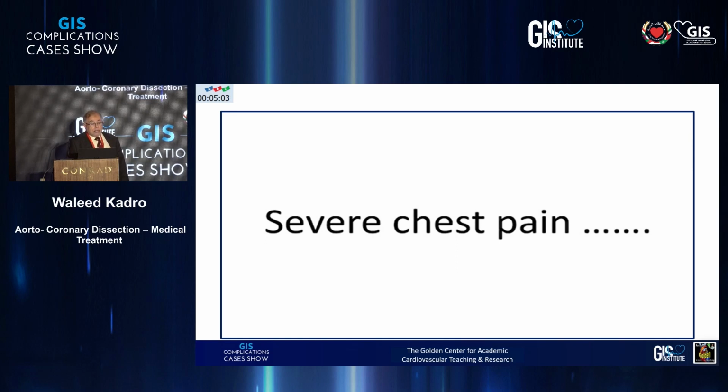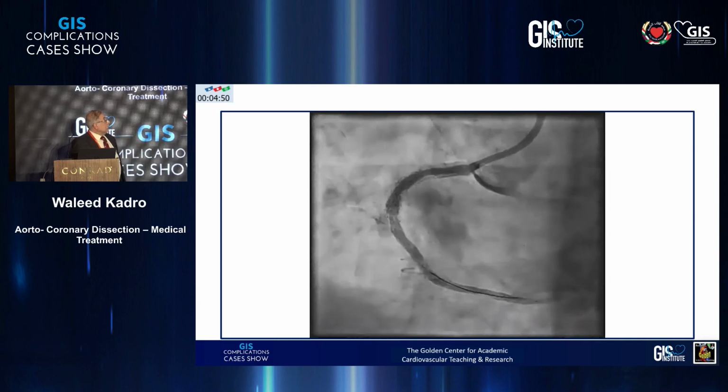With that, everybody is thinking this is a perforation. So in order not to do this, I said, let's get a puff. It's not an injection, it's just a puff, and this is the puff.